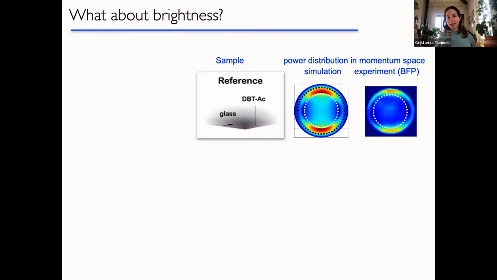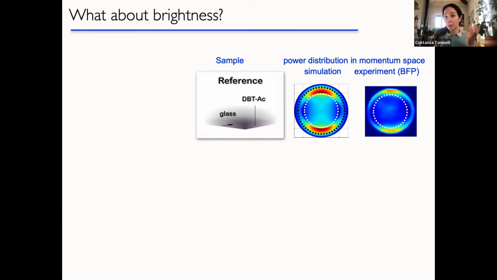Okay, so what about brightness? How many photons do we actually get at first glance? You would be surprised to know that if you don't do any photonic structuring, from a single molecule, even with a radiative quantum yield of 1, you get about 5% of pulses with one photon. This has to do with the emission pattern, which can be calculated and also measured by imaging the emission in the back focal plane, which contains information about the power distribution in momentum space.